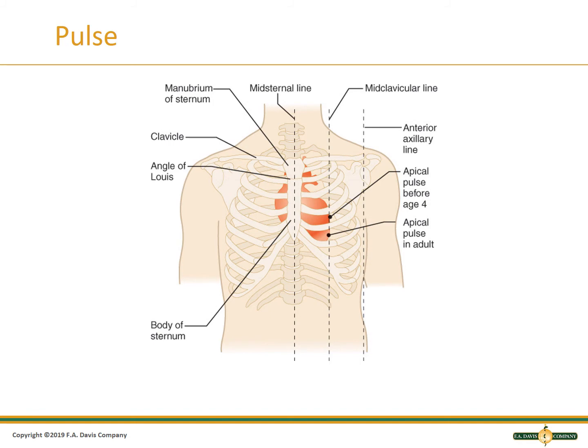So when we're talking about checking the pulse, this is just a picture of the anatomical chest, okay? So you'll see the clavicle, you'll see the mid-sternal line, the mid-clavicular line, and it shows you where you're going to check the apical pulse before the age of 4 and where you're going to check the apical pulse in an adult. So if you are listening to the apical pulse but detect a different rate in the radial or brachial artery, ask another nurse to count the radial pulse while you are counting the apical at the same time.